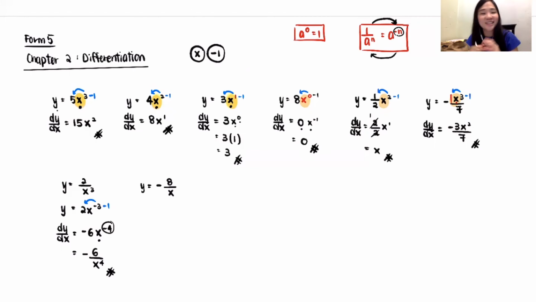Negative 8 over x. This is a good example, my dear. So again, how do we differentiate this? I repeat, whenever you want to differentiate, please make sure your x is on top. Now my x is at the bottom. What can I do again? Bring it to the top.